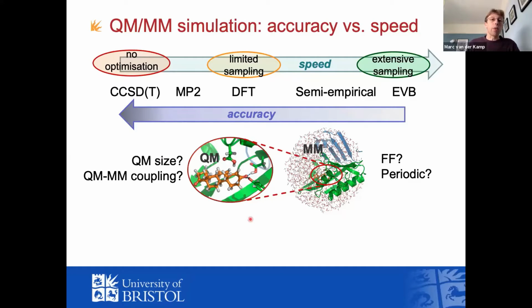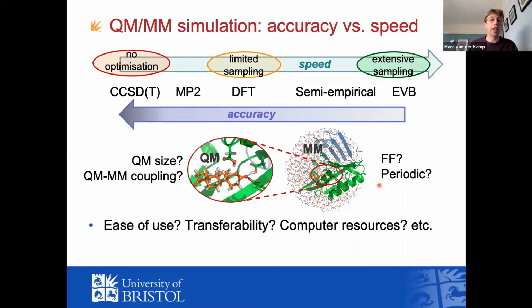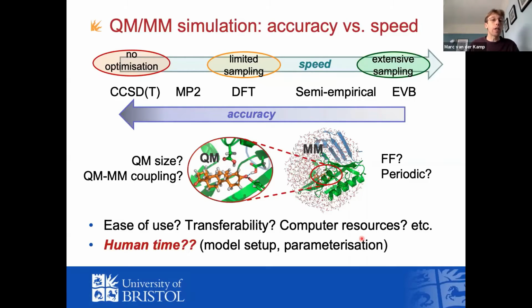And then we have other questions as well, such as how do we couple this? And also on the MM side, there are questions of how we treat the MM atoms, which force field to use, periodic boundaries or not, etc., etc. Your normal set of choices there. So a few things that I often stress is that apart from just wanting the best accuracy or the most sampling, we can also think about what's actually easy to use, what you can actually get on with, which protocols are transferable, and of course what computer resources you have available, and importantly, how much human time is going to be involved in setting up the model.